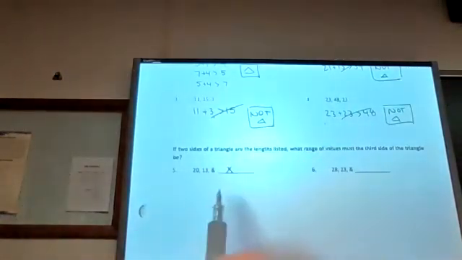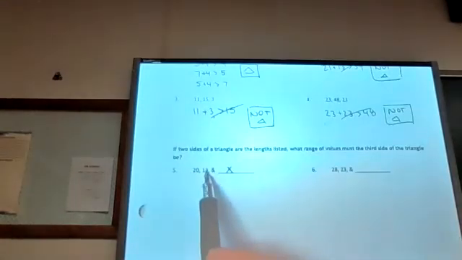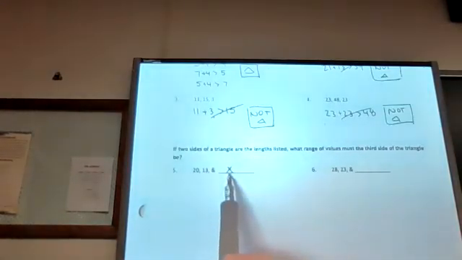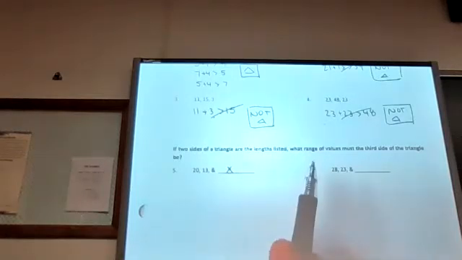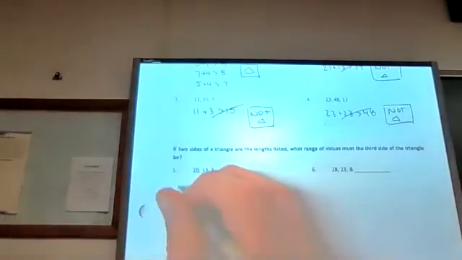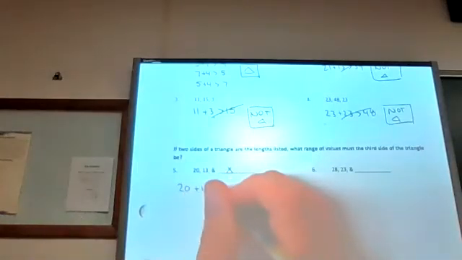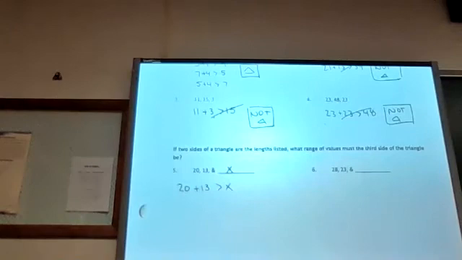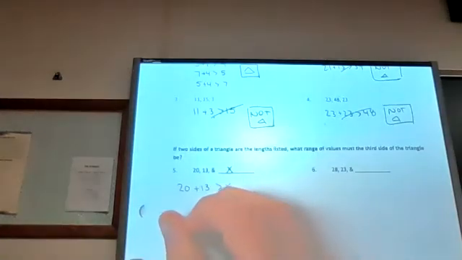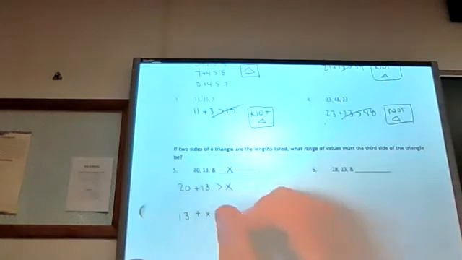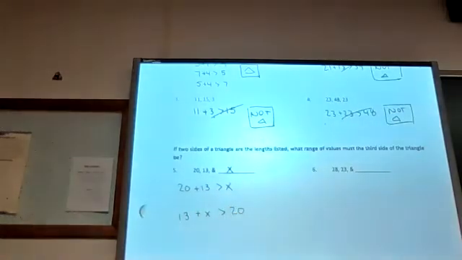So if I have a triangle and I have two sides, 20 and 13, and the third side is unknown right now, we're going to call it x. This is what I know needs to be true. That 20 and 13 together have to be greater than that side x, right? Any two sides have to be greater than the third. I also know that 13 plus x has to be greater than 20. And last, I know that 20 and x has to be greater than 13.